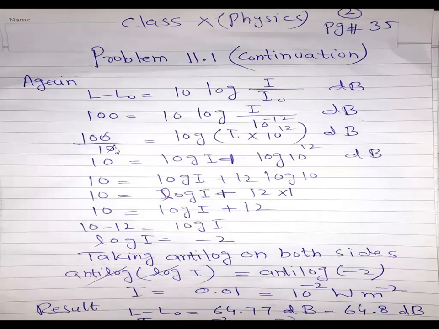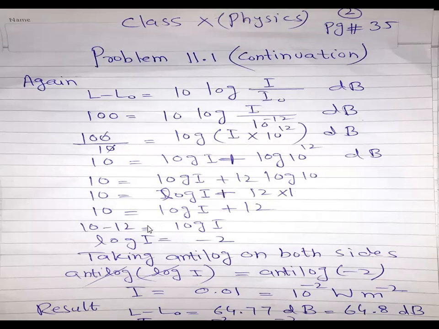So 100 divided by 10, the 0 will be cancelled with this 0, so 10 will be left over here. So what I'm going to do is 10 minus 12. The 10 plus 12, if it goes on the other side of the equation, it will be 10 minus 12. So 10 minus 12 will equal minus 2. Log I is equal to minus 2, taking anti-log on both sides.